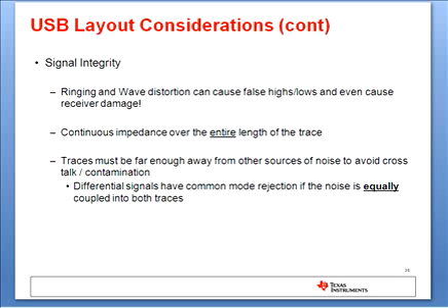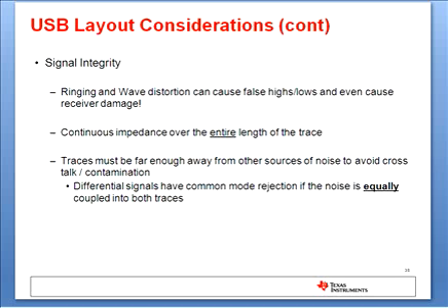Developers who are expecting USB high-speed operation and super-speed operation must also consider signal integrity. The reason for this is that ringing and wave distortion can cause false highs or false lows to be latched into the receive device, and in extreme cases can also cause receiver damage. The key to reducing ringing and wave distortion is by using continuous impedance across the entire length of the differential traces. This way we avoid any impedance mismatches and potential reflections interfering with our signal.